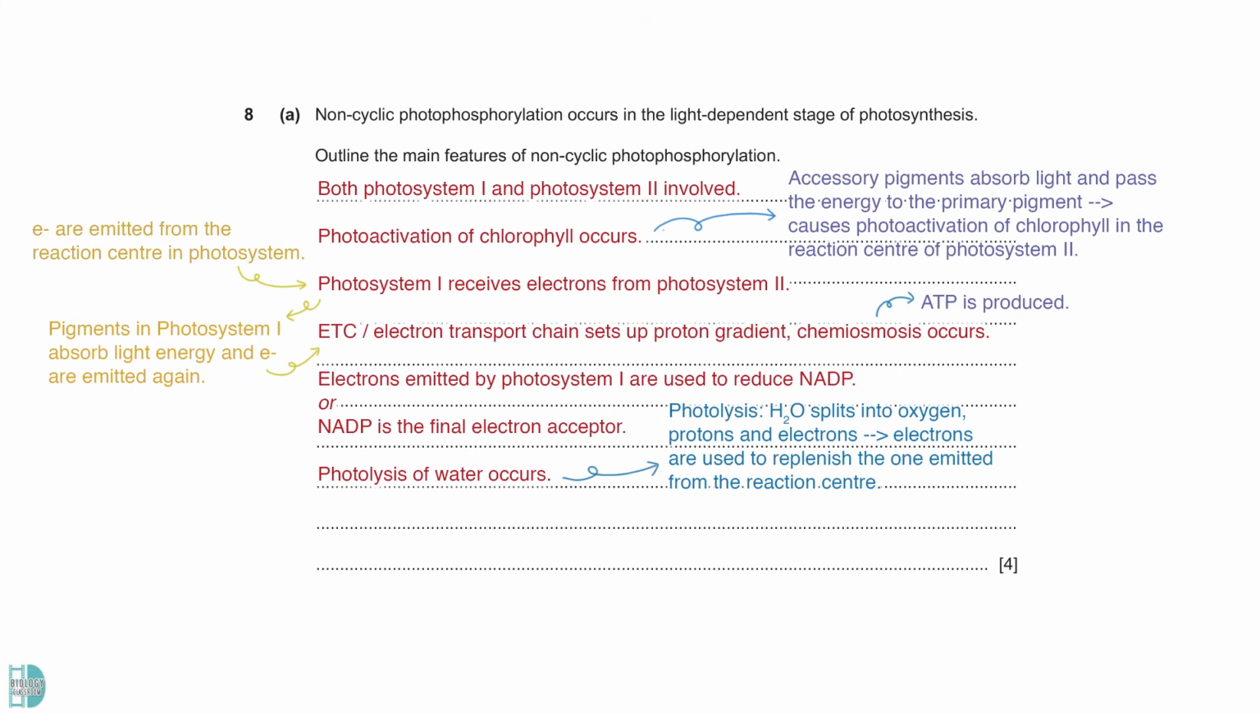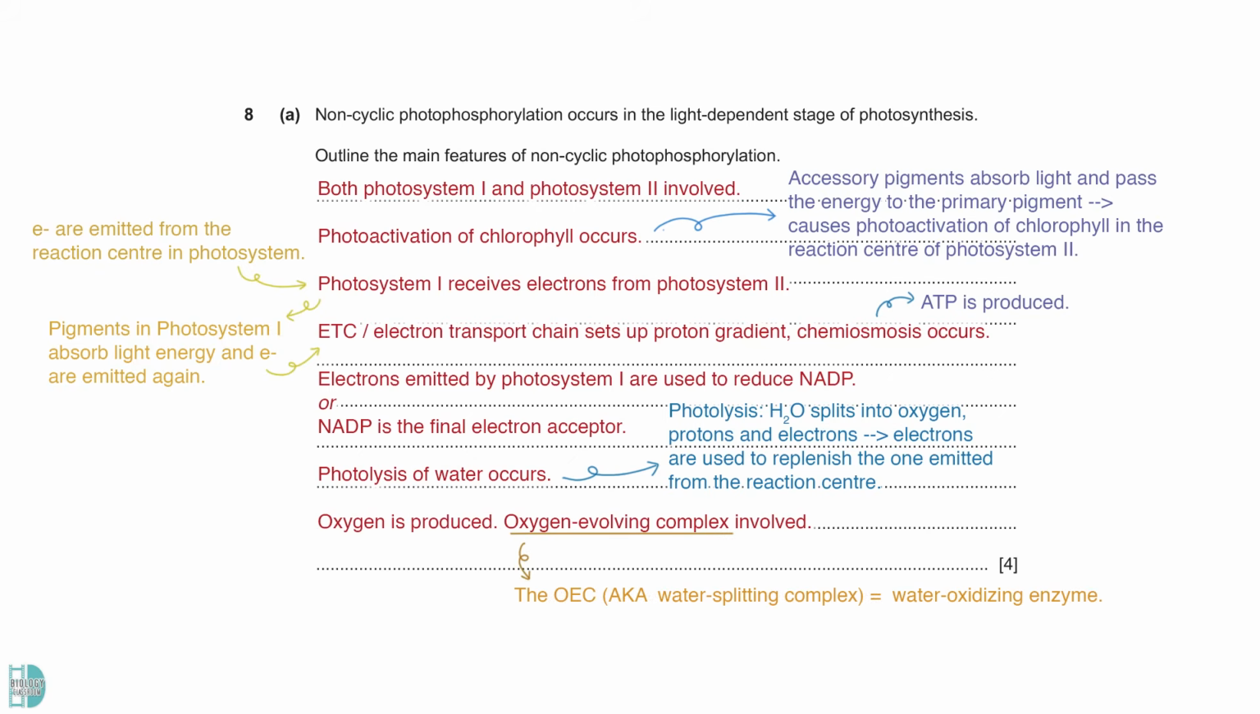The photolysis of water occurs. A molecule of water splits into oxygen, protons, and electrons. The electrons are used to replenish the ones emitted from the reaction center. This process involves the oxygen evolving complex in photosystem 2, the OEC, also known as the water splitting complex, a water oxidizing enzyme.